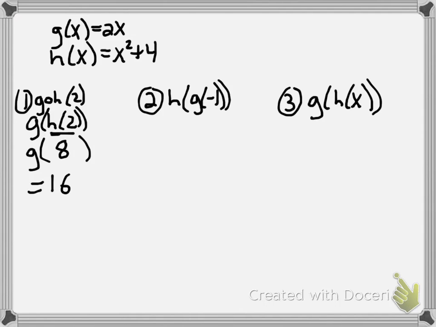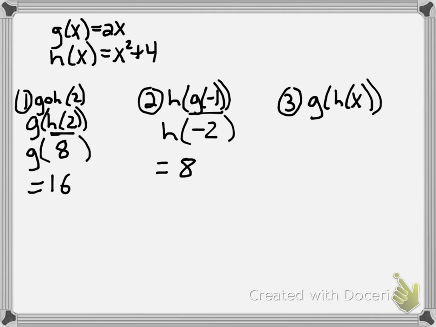Alright, moving on to number 2. Again, I want to go through and find g of negative 1 first. I'm not going to go through all those extra steps. We're just going to plug them in mentally. So in my g function, I'm going to plug in negative 1 for x. 2 times negative 1 is negative 2. So now in my h function, I'm going to plug in a negative 2 every place I see an x. Just be careful with the squared. Anything negative, when it's squared, becomes positive. So negative 2 squared is 4. 4 plus 4 is 8.